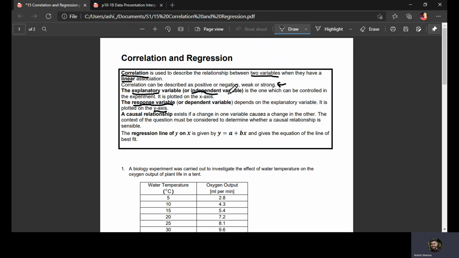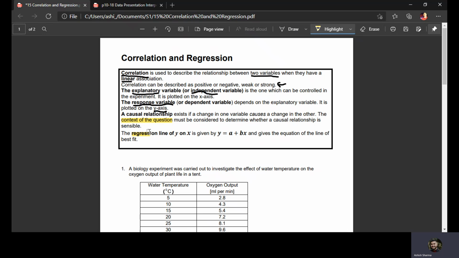A causal relationship exists if a change in one variable causes a change in the other. The context of the question must be considered to determine whether a causal relationship is sensible. Now, with regards to A-level, especially A-level statistics, the context of the question is very important. Okay, so it's not just enough to just say positive relationship or negative relationship. You have to say, okay, what's going on in context between the two variables.